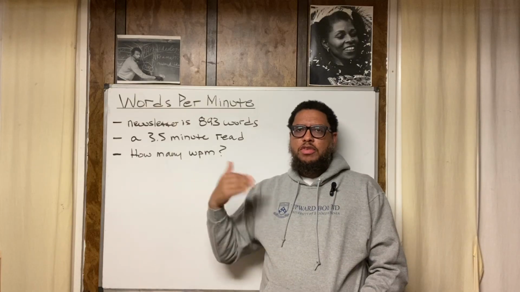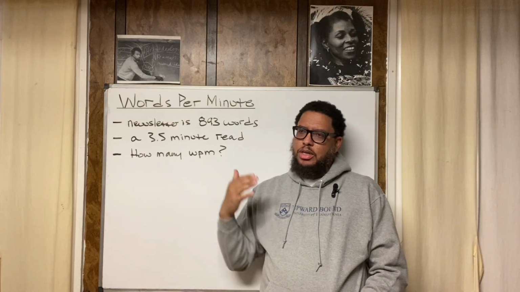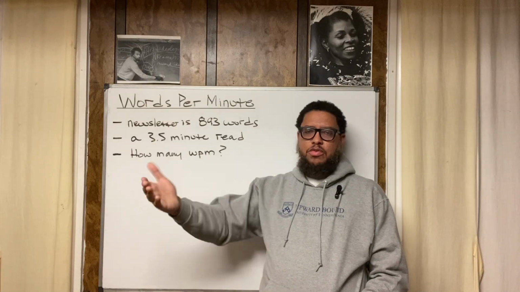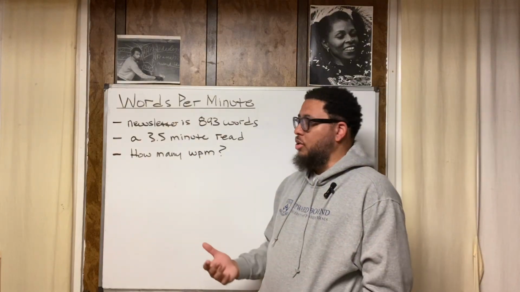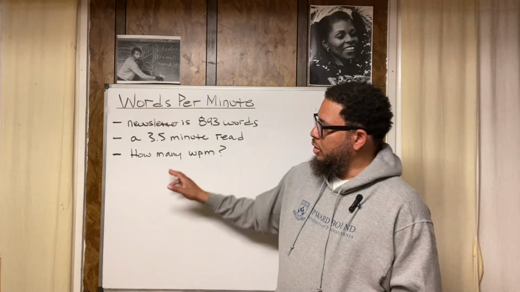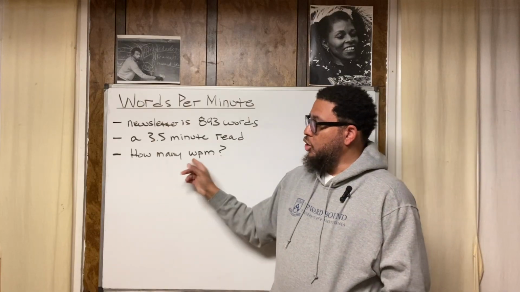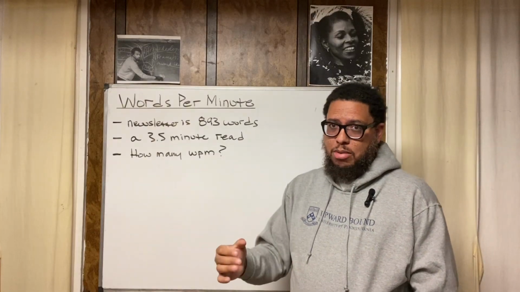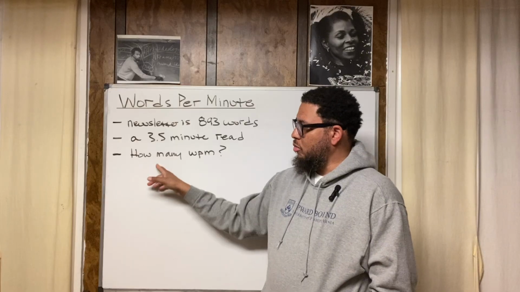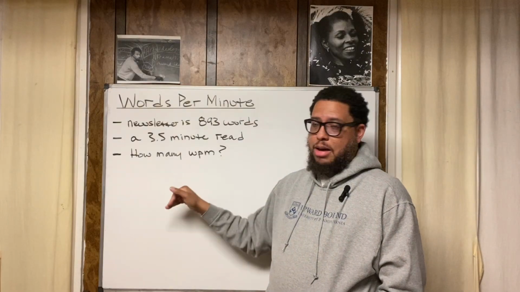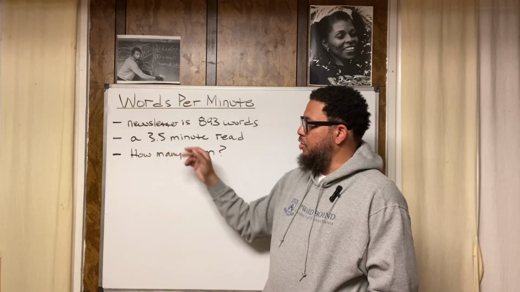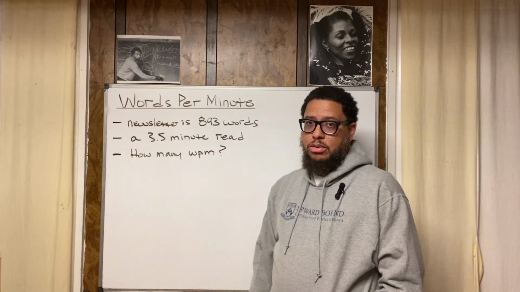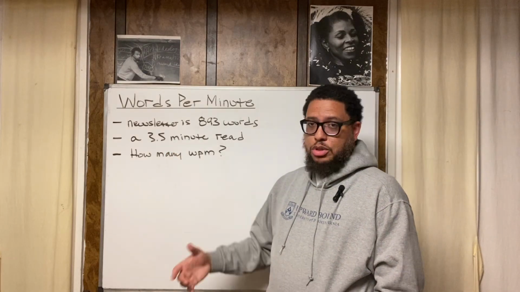Because oftentimes we just accept whatever we read or whatever we're given, right? We accept whatever we hear on TV or on social media. But do you ever stop and ask yourself, how do y'all know that, right? So there's a formula, words per minute. The word per is a fraction bar. Words would be your numerator. The amount of minutes would be your denominator. So what they're saying is that 893 divided by 3.5 gives you a certain amount of words per minute.